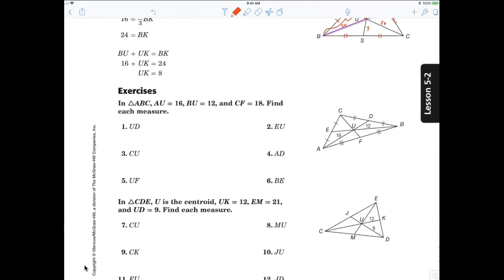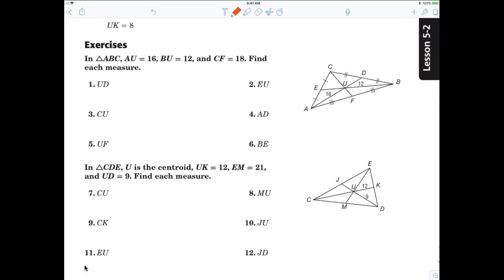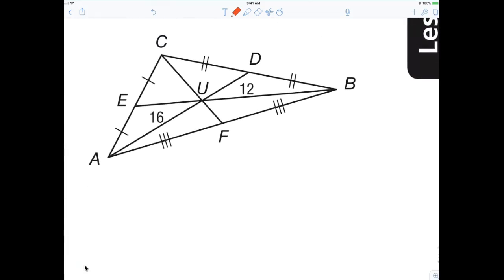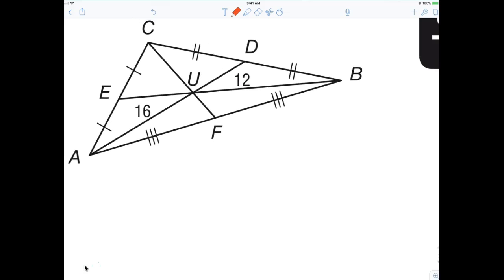So let's go down here to the exercises real quick. CF is 18. Right off the bat, I always tell kids, just fill out everything that you know and then answer the question. If CF is 18, then UF would be 6, and UC would be 12. It's that simple. If UB is 12, then EU would be what?